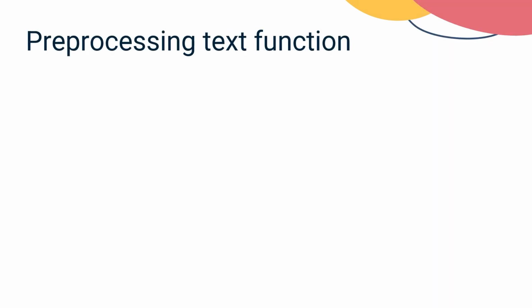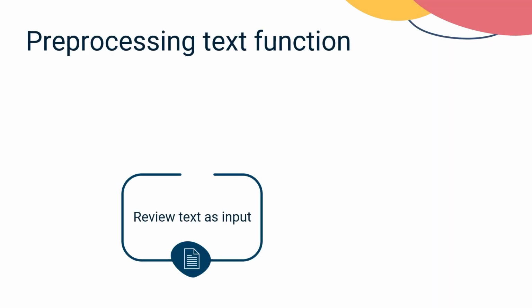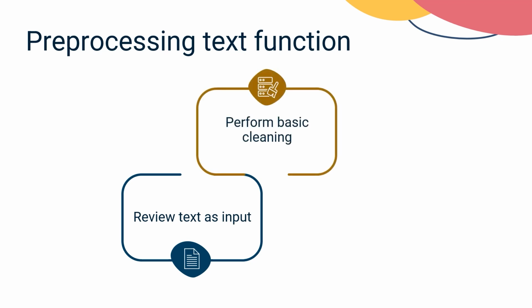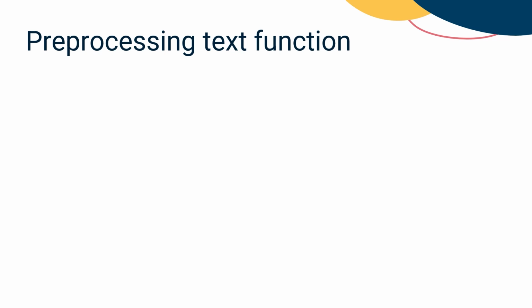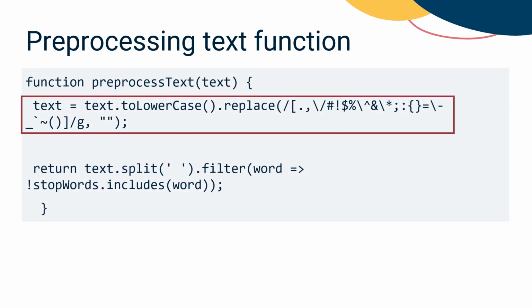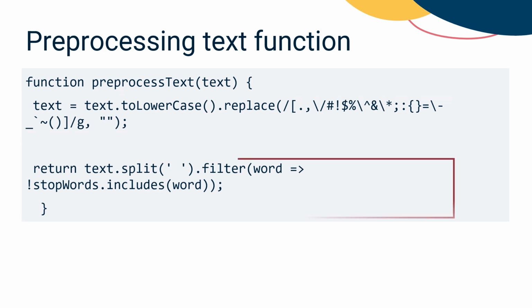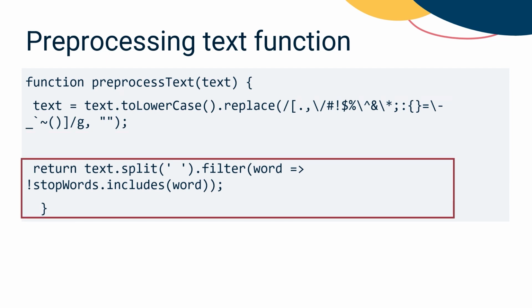The pre-process text function step takes a review text as input and performs basic cleaning. This step is optional. Let's understand the step using the example. First, convert all letters to lowercase. Then remove punctuation marks using a regular expression. Now, split the text into individual words. Furthermore, filter out stop words using the stop words list. Finally, return the cleaned and filtered list of words.